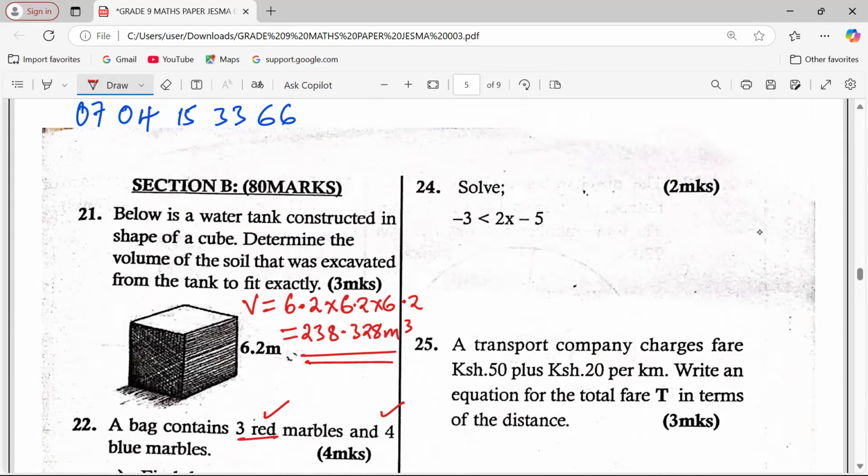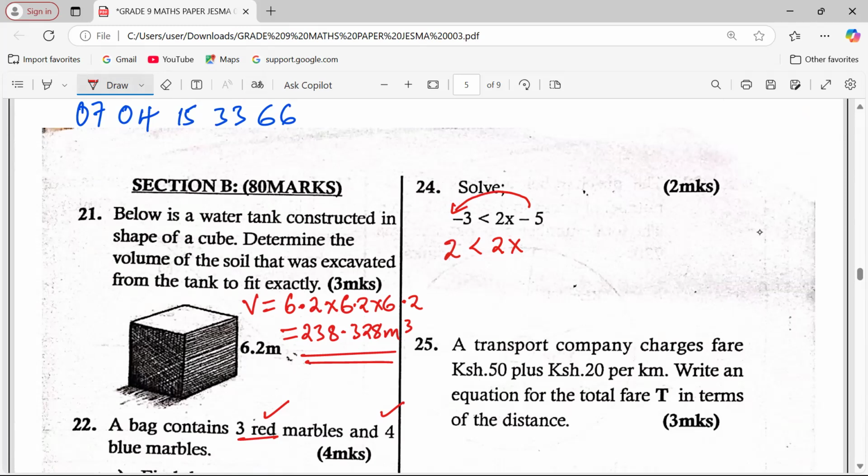24. Solve again a linear inequality. -3 less than 2x minus 5. Again, we have to group terms. So we can remain with 2x at this point. Then we have less than. Then now 5 will be added here. So -3 plus 5 becomes a +2.